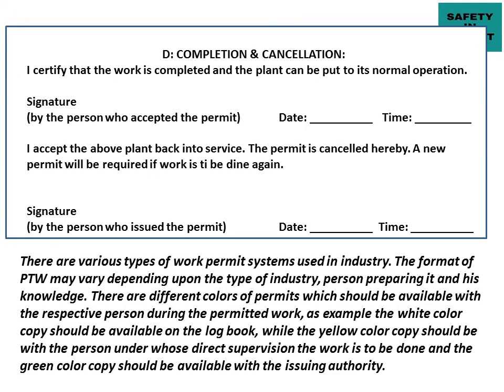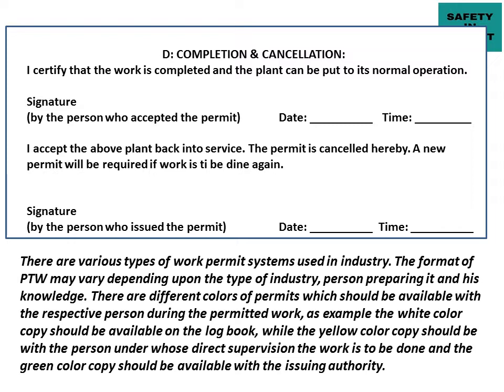The last part is completion and cancellation. After the work is completed, one completion certificate and the cancellation of the permit should be done. So, here he has to declare that I certify the work is completed and the plant can be put to its normal operation. So his signature by the person who accepted the permit.